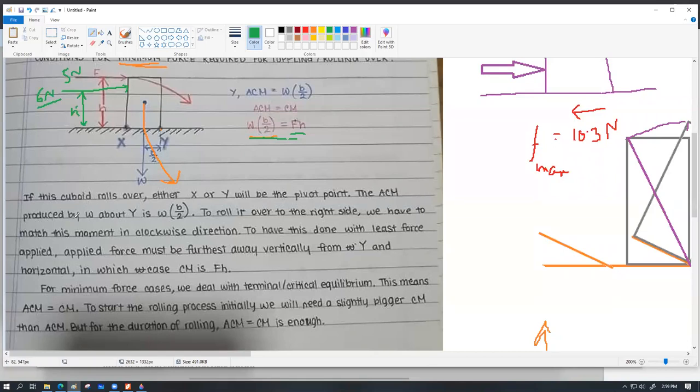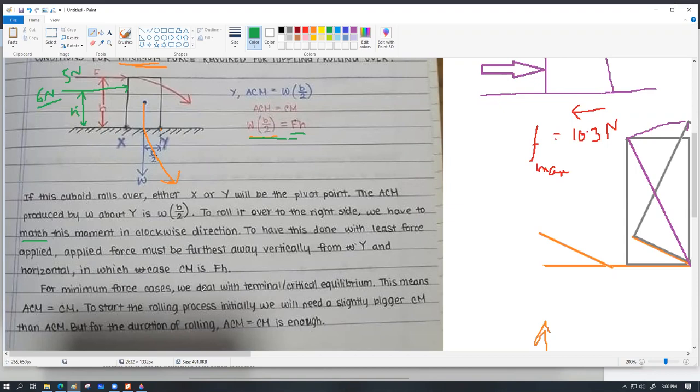The anti-clockwise moment produced by W about Y is W into V by 2. To roll it over to the right side, we have to match this moment in the clockwise direction. I use the word match, I didn't say bigger. To have this done with the least force applied, the applied force must be the furthest away vertically from Y and horizontal, in which case the clockwise moment is F into H. Clockwise moment is force into height.